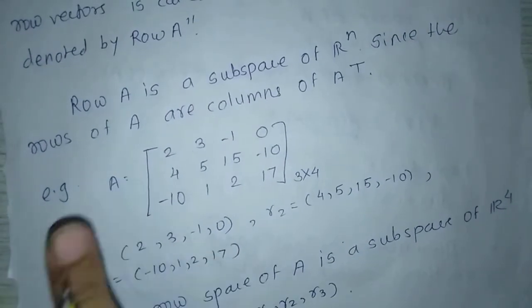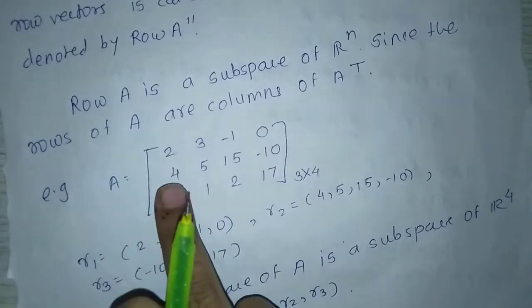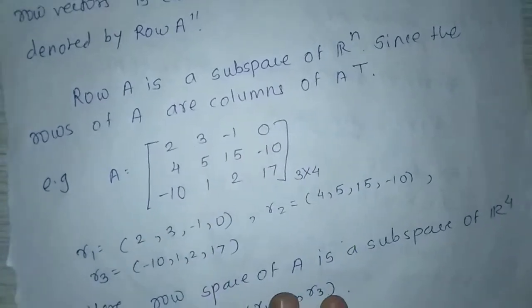For example, A equal to 3 by 4 matrix with entries 2, 3, minus 1, 0, 4, 5, 15, minus 10, minus 10, 1, 2, 17.